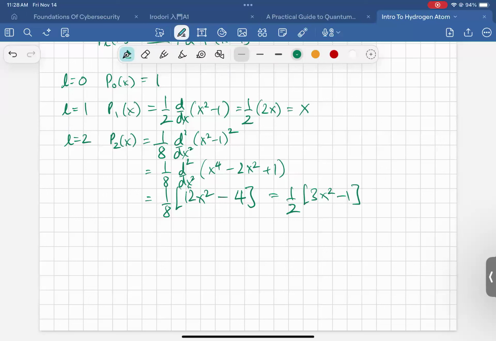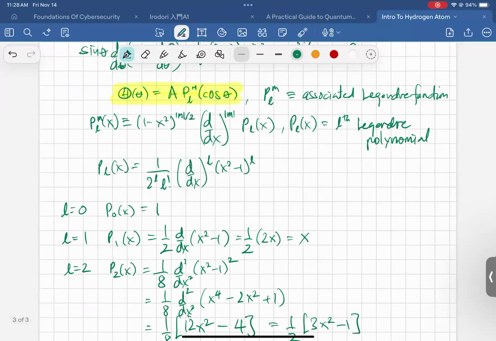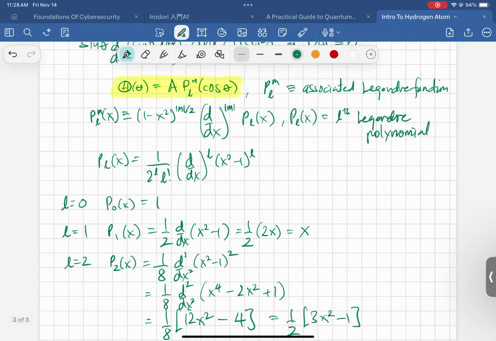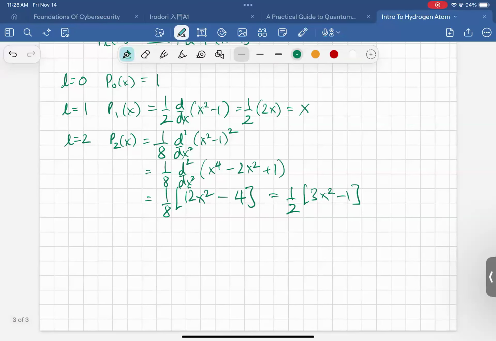Okay, anyway, so straightforward naman yung pag-derive. Okay, so now nakuha na natin yung Legendre polynomial. Paano natin siya gagamitin ngayon dun sa Legendre function? Let's start with P with L equals 2.